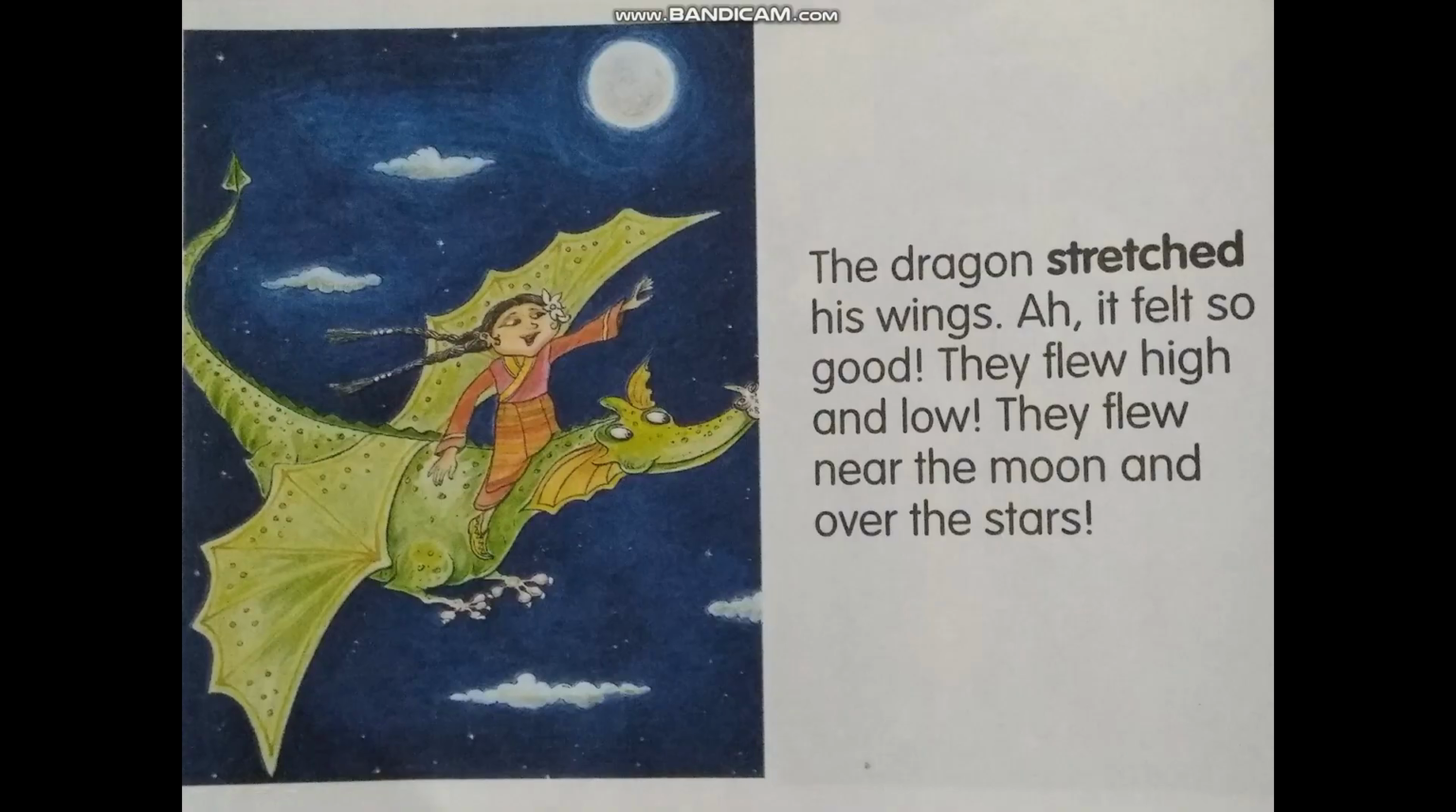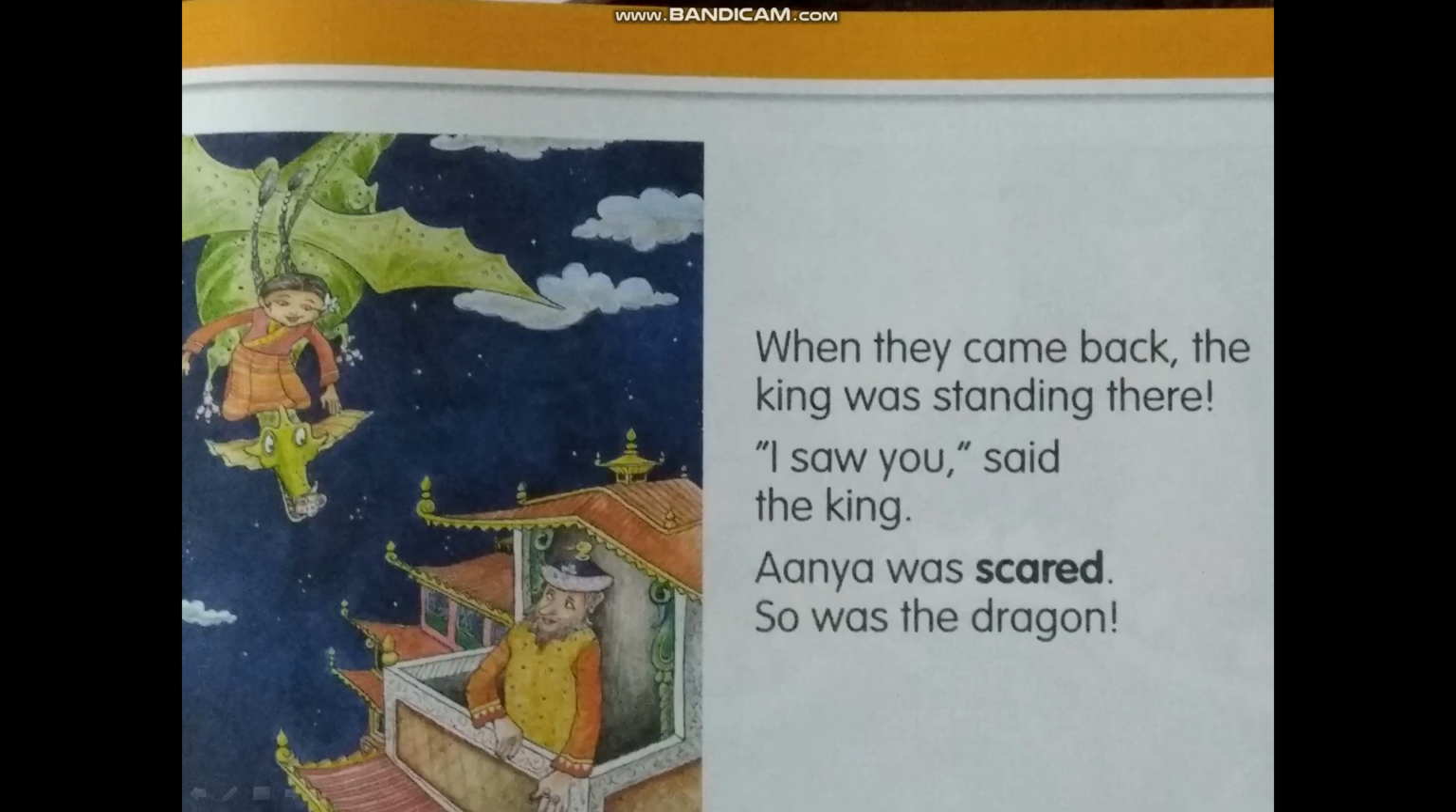The dragon stretched his wings. It felt so good. They flew high and low. They flew near the moon and over the stars. Then what happened? Then the dragon extended his wings and Anya sat on his back and then they both flew near the moon and over the stars. Let's move to the next paragraph.